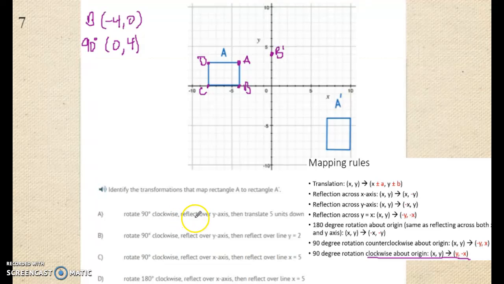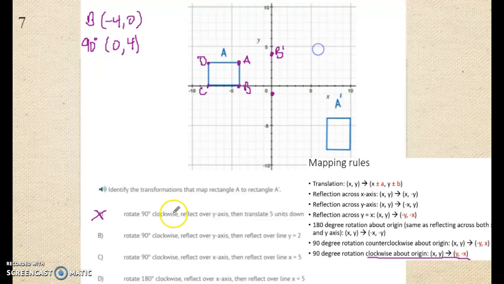And then it says to reflect over the y-axis. So if I'm up here and I reflect on the y-axis, I'm still on the y-axis, so we can't do much there. And then it says to translate 5 units down. So if we count down 5 units, that is where it should end up. And that does not end up over here on our new rectangle. So it is not answer choice A.